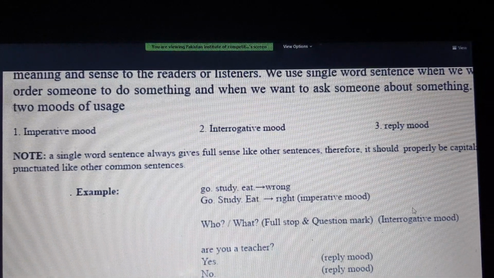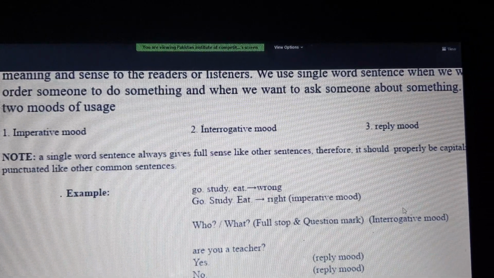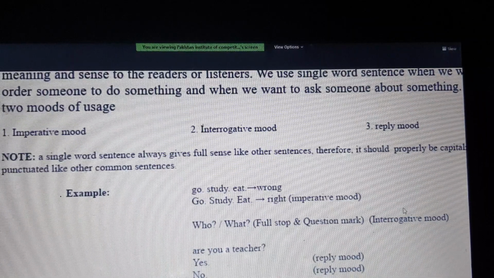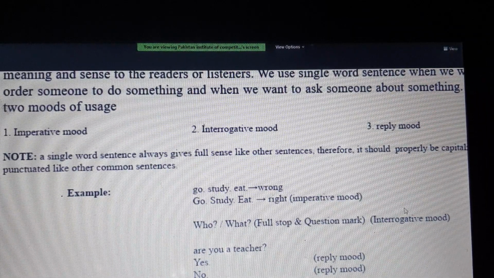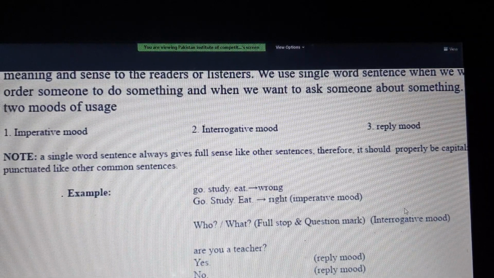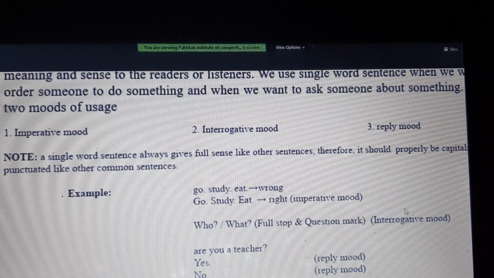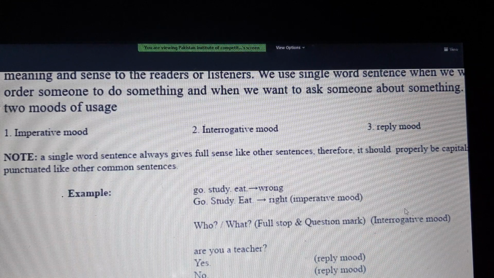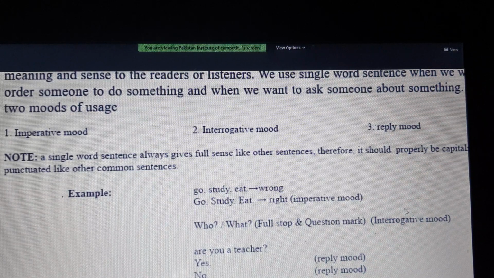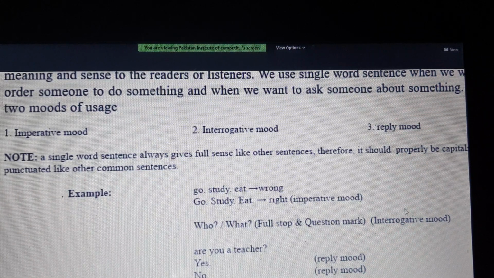कैसे? For example, मैं ऑर्डर करता हूँ come, sit, speak, write, eat, drink, talk, jump, run. So these are our single word sentences.